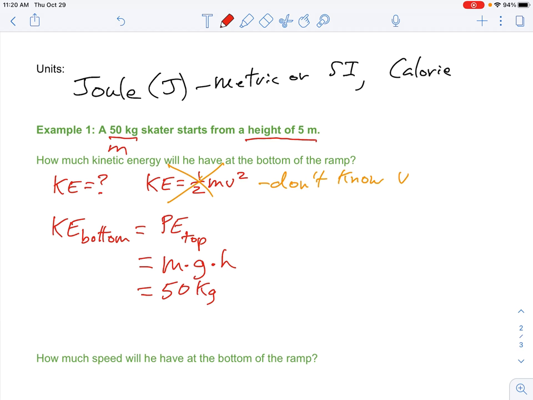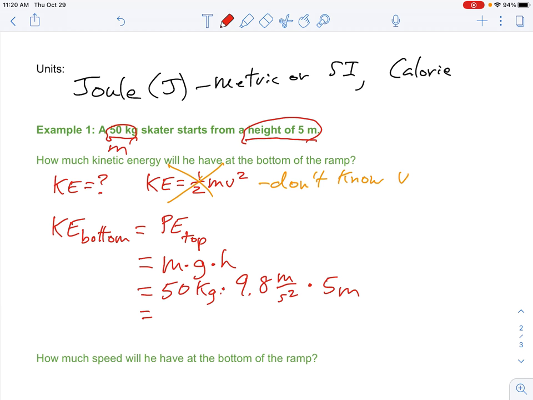which we took from up here, times g is 9.8 meters per second squared, it's gravitational acceleration, times height, which is 5 meters, which we got from up here. And if we do the math on this, 50 times 5 is 2,500 times 9.8.